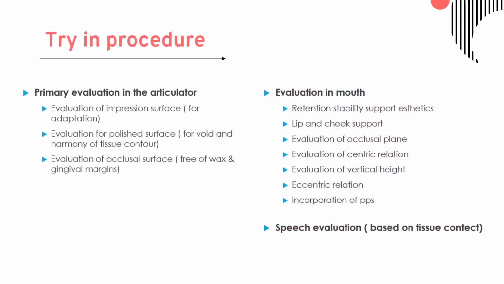In the try-in procedure, there are 2 primary evaluations in the articulator: evaluation of the impression surface for adaptation, evaluation of the polished surface for voids and harmony of tissue contour, and evaluation of the occlusal surface, free of wax, and gingival margins.